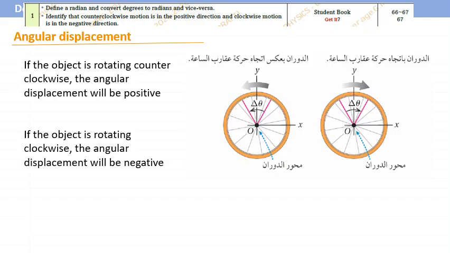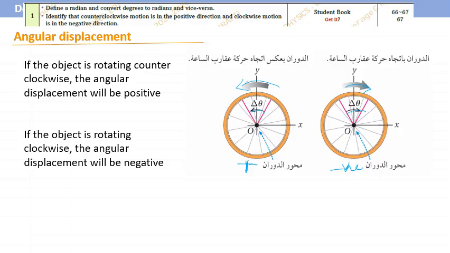As we mentioned, look at this, which direction is this? Counterclockwise. So the measurement will be positive. And this is clockwise. The measurement of the angle will be considered negative. Okay, so this is positive measurement and negative measurement. So this is all about the first learning objective and the first concept.